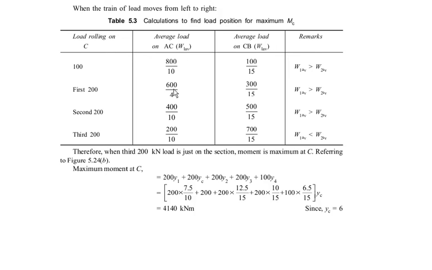So add the remaining loads, divide by the length of the portion, 10. And here also the remark is the average load on the portion AC is more than the average load on the portion CB. So again we have to continue. So the load rolling on C is 200 now, that is the load just crossed the section C is 200.